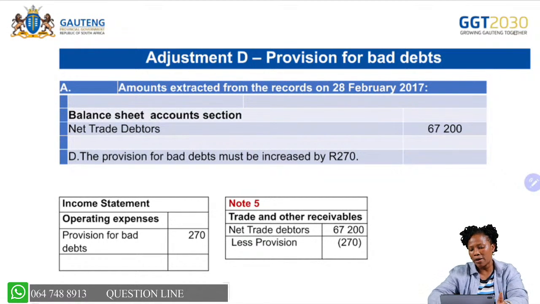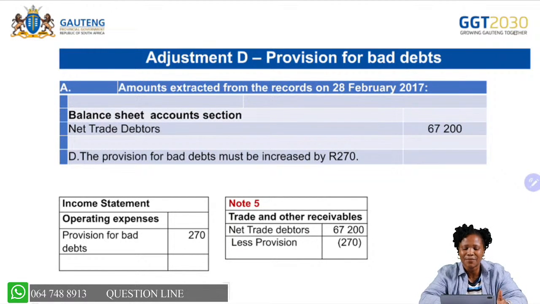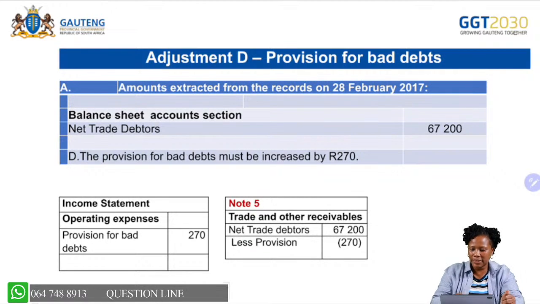We're going to take our net trade debtors minus 270. I'm sorry. So that is how we're going to complete this part. I hope you are still clear.